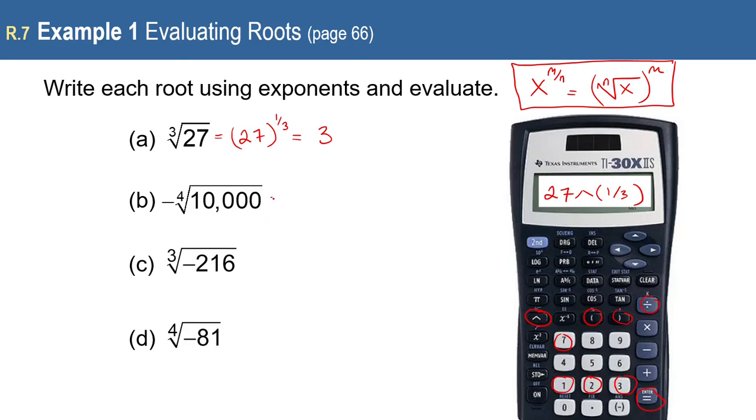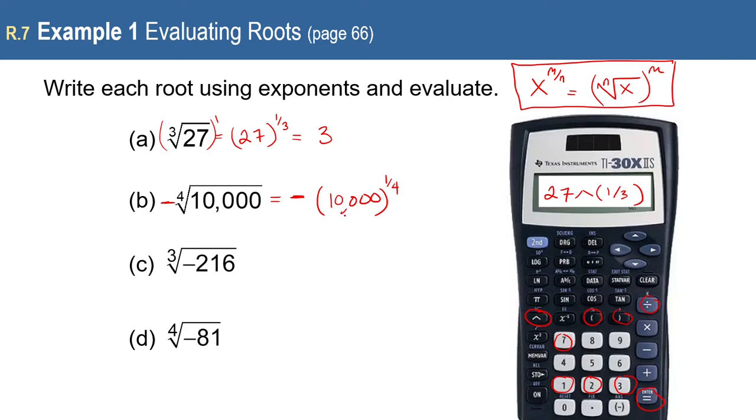For part B, we're going to use the same formula. We're going to convert this radical to an exponent. Notice that the negative is on the outside, so we'll leave it on the outside, and then we'll have 10,000 raised to the 1/4 power. Notice that the 4 is in the index, and there is an invisible 1 exponent out here, just like in part A, and we're using our formula.